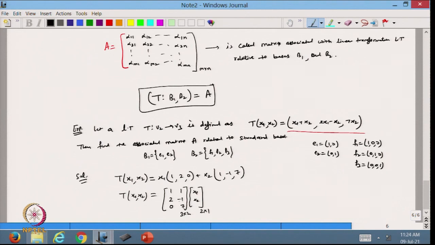Now, based on this, this matrix A will correspond to the linear transformation T, because in this case I am talking about the standard basis. Standard basis means no change will be there in terms of coordinates, because I can write my element 1, 2, 0 as 1 f 1 plus 2 f 2 plus 0 f 3. So, there is no change in the coordinates. That is why I am able to write the matrix directly from here. It is 1, 2, 0. Similarly, the second element is 1, minus 1, 7. From here you can see that this is the matrix corresponding to the linear transformation T.